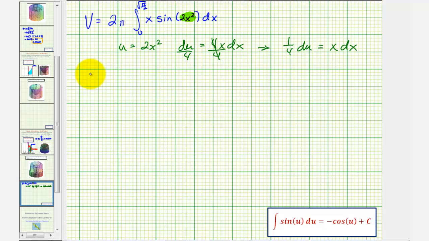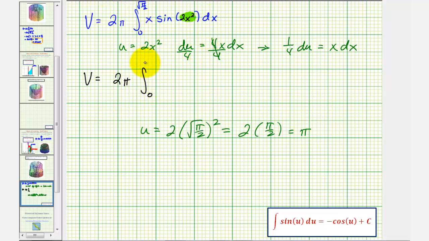Now let's write this in terms of u. We'd have the volume equals 2 pi times the integral. Now we'll have to rewrite the limits of integration for u. Right now they're in terms of x. So if u equals 2x squared, notice when x is 0, u is still 0. But then when x equals the square root of pi over 2, we'd have u equals 2 times the square root of pi over 2 squared, which would be 2 times pi over 2, or just pi. So the upper limit of integration in terms of u would just be pi.